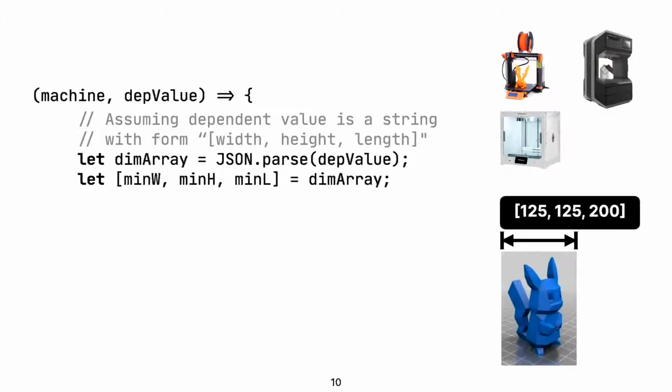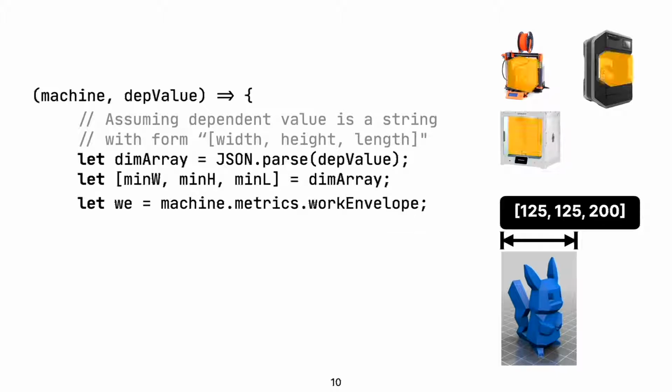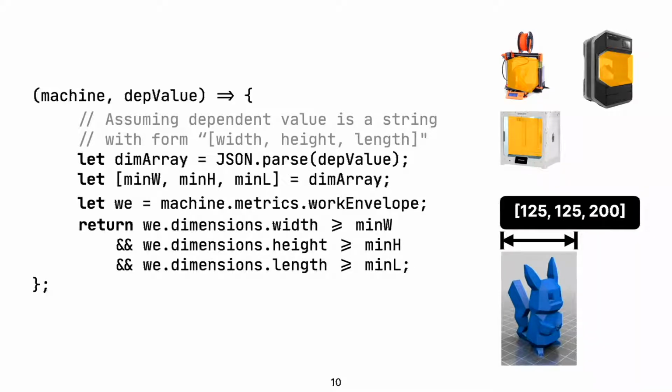For example, this familiar low poly Pikachu. And then we want to look at each possible machine's work envelope. And the work envelope is the total volume in which the machine's tool can move. And that kind of defines how big of a model it can print. And so we would only return true if the work envelope's dimensions are greater than or equal to the minimum dimensions given for the model. And so that would filter out all but one machine, the Ultimaker S5 in this example.